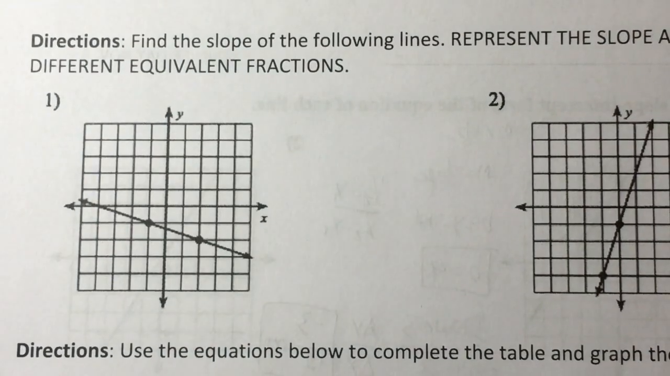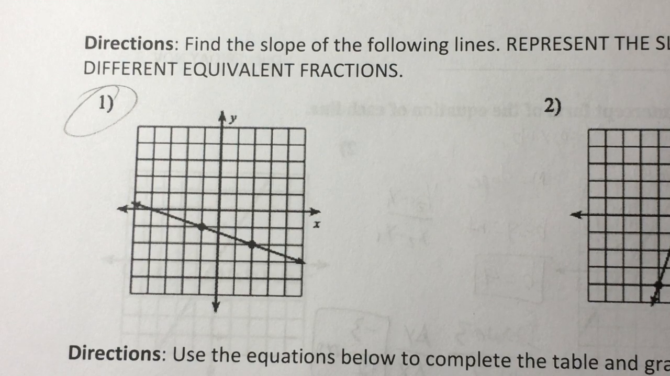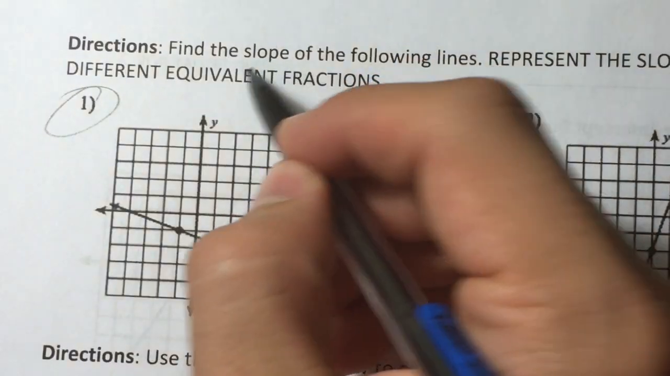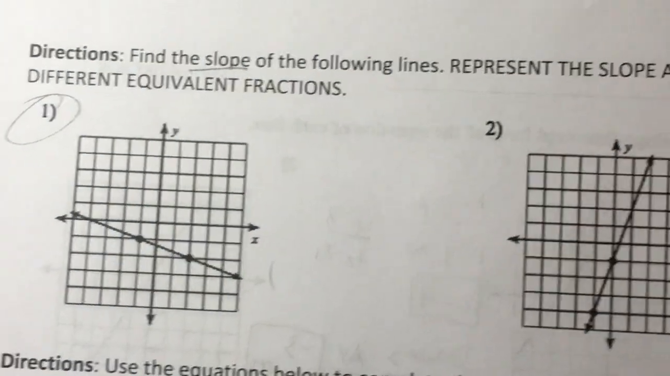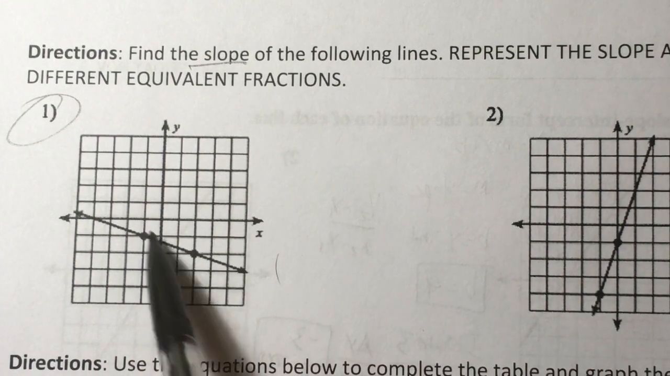All right, so on page 2, I'm going to do number 1 here. This one's a little bit easier than the first page because we're just looking at the slope, and there's just one little nuance. So I want to find the slope of the line and represent it using 3 different equivalent fractions. So they've already identified the 2 points for us.